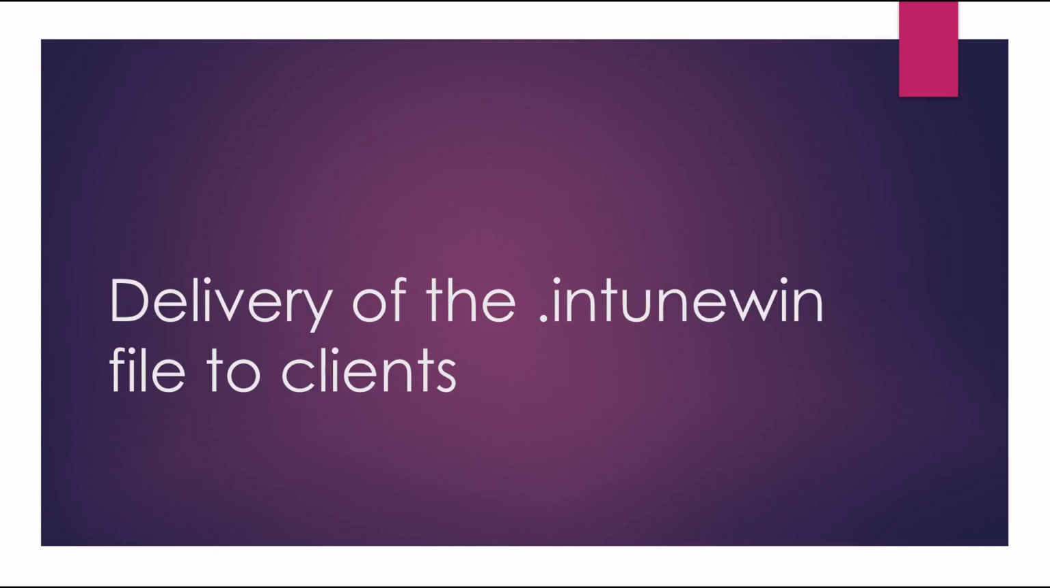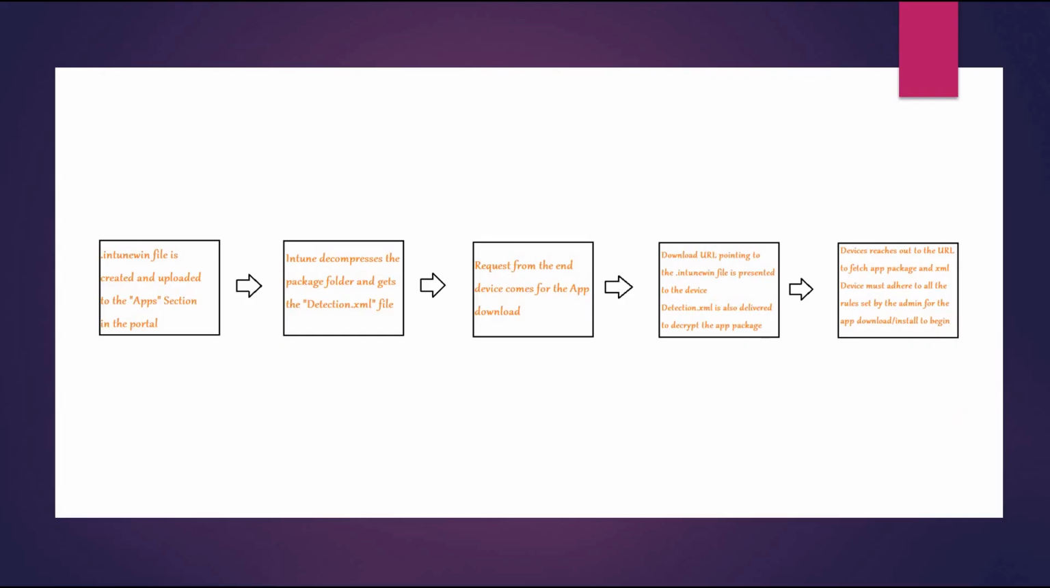So first we are going to take a high level overview of how exactly a Win32 application is deployed to the device. The very first thing, obviously we have already seen this. It's kind of repetitive, so I'll quickly walk through it. The Intune Win file is created and uploaded into the app section. So we upload the Intune Win file after converting a .exe or .msi to a .intunewin using the tool that we have.